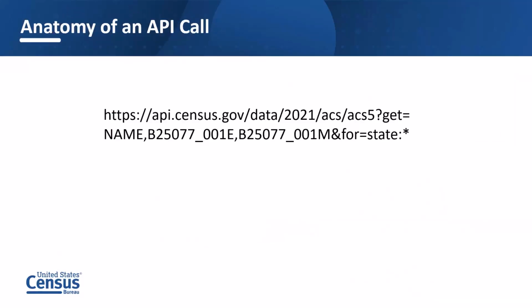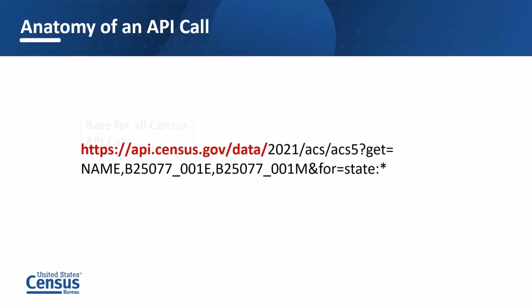So now we're going to look at the anatomy of the API call. We're going to use the API call that we just looked at, and we'll look at the different parts so it's easier to understand. We're going to start with the base for all API calls, the link in red, https://api.census.gov/data/, which is part of every API call.